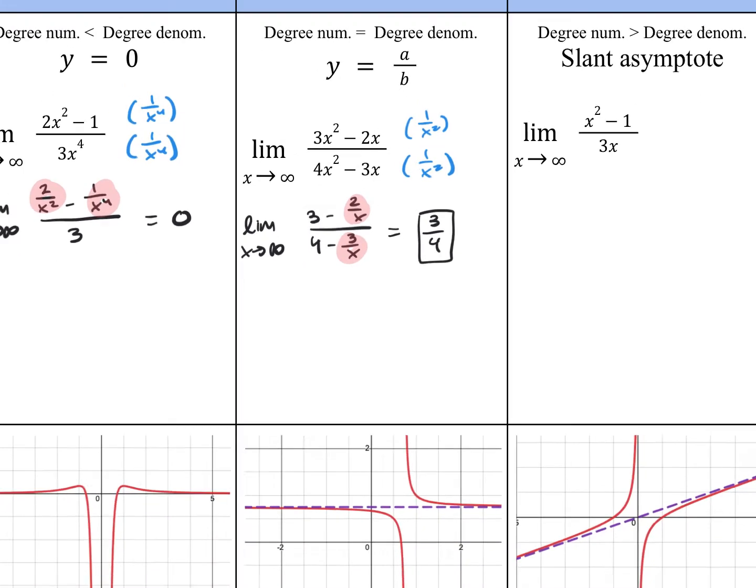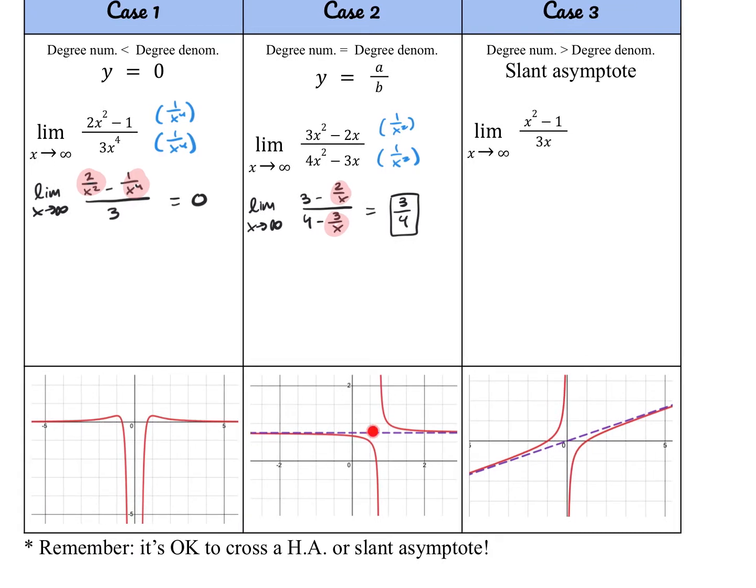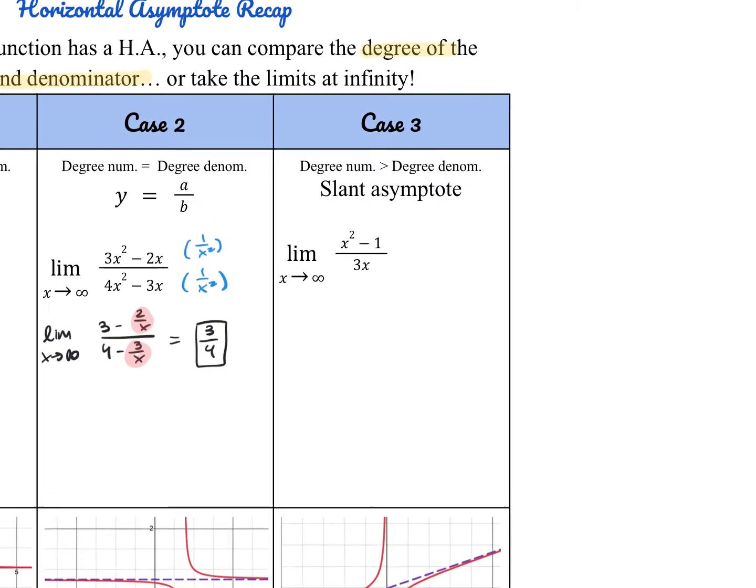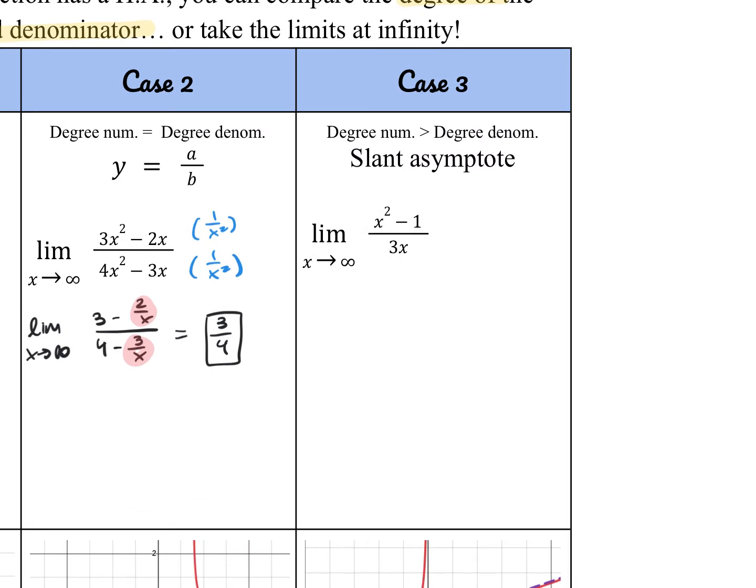So here's a picture of this graph here, so you can see that it does approach that line 3/4 to the left and the right, so as x approaches positive or negative infinity. And then our last case was what happens when the degree in the numerator is larger than the degree in the denominator. Well, that means the top is growing faster than the bottom. So you're just going to keep growing without bound. So that's where you won't have a horizontal asymptote, but you will have a vertical asymptote or a slant asymptote.